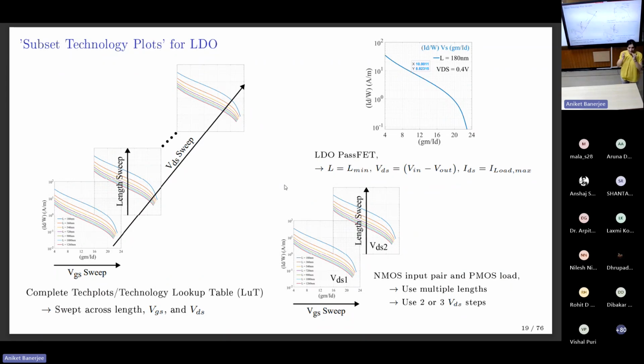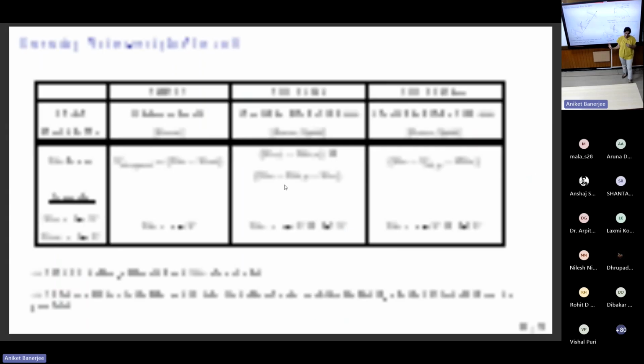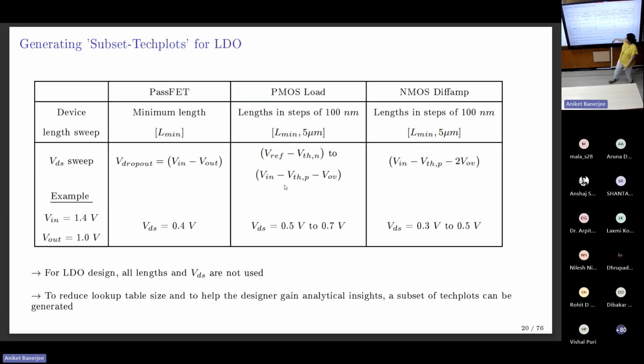So in order to keep the insights with the designer, we recommend that we generate a subset of the tech plots for an LDO. We shared with you what you could do, for example, the pass FET: minimum length is what it's going to be. So why generate all tech plots? We know the dropout voltage, so we know VDS. Same way for the CMOS load, let me generate a bound of length. And once you design for a DC operating point, you know this is the range for VDSs, so just generate for those VDSs. This part is mostly for when you start designing, and you can put it as an appendix. It's not something I think will break the flow.